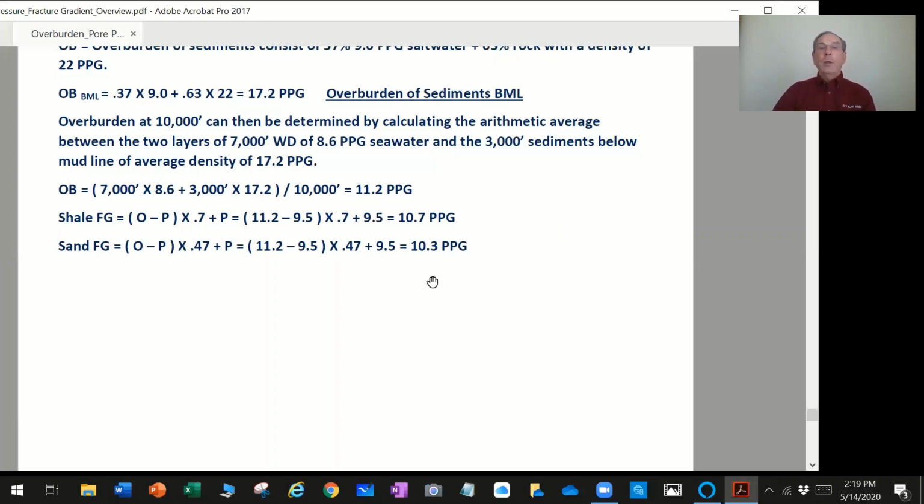So the way you use these numbers is this 10.3 pound per gallon number is kind of your weak spot near the shoe. So that's going to be your limiting factor from a well control standpoint. It's going to be the limiting factor of your maximum mud weight that you can use in that next hole section. So that's the way you would use that information.